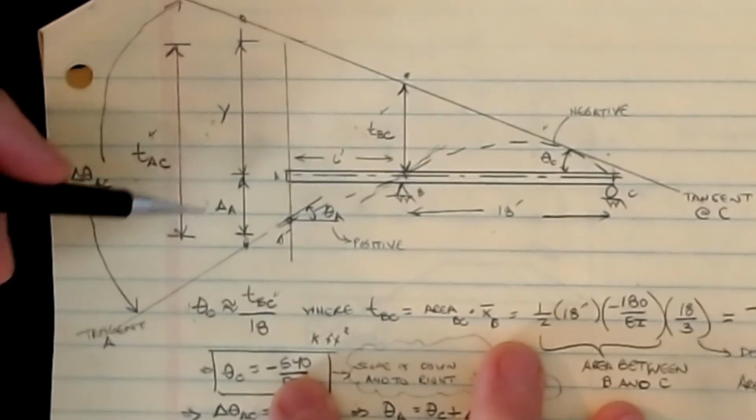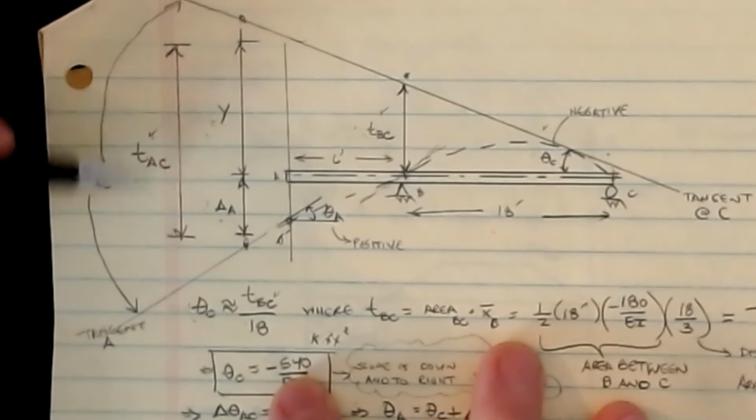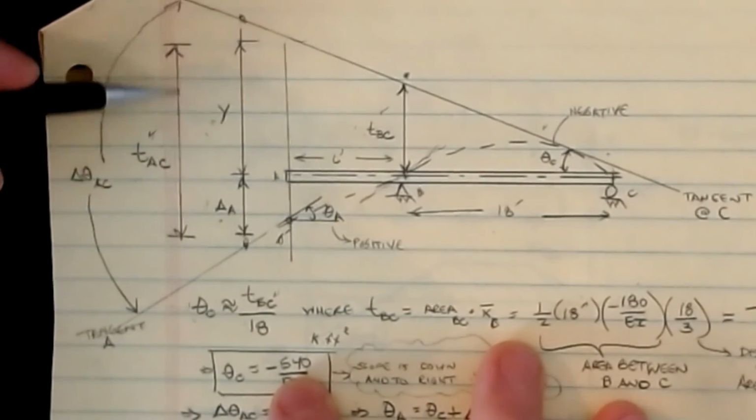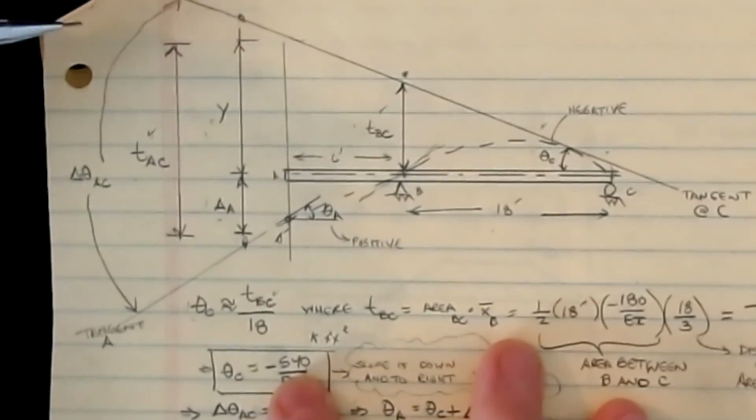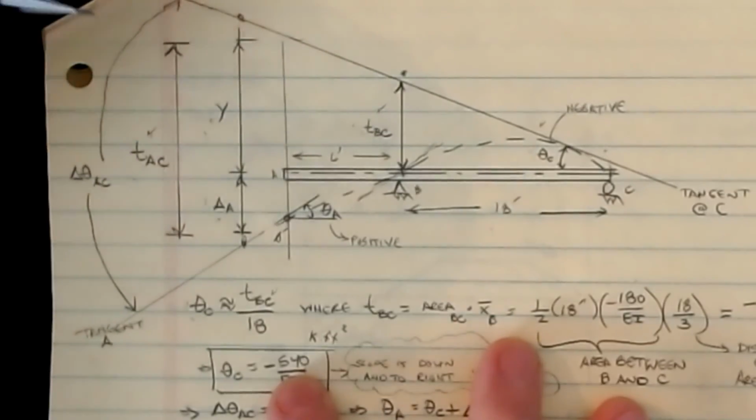Okay, the next piece then is, well, how do I get delta A? And so we're looking at, well, what can I calculate that has this guy in it? And so we'll come back and look at this tangential deviation. So it's the tangential deviation at A with respect to C. It went from here to here. And we know that it's the sum of this Y plus delta A calculation.